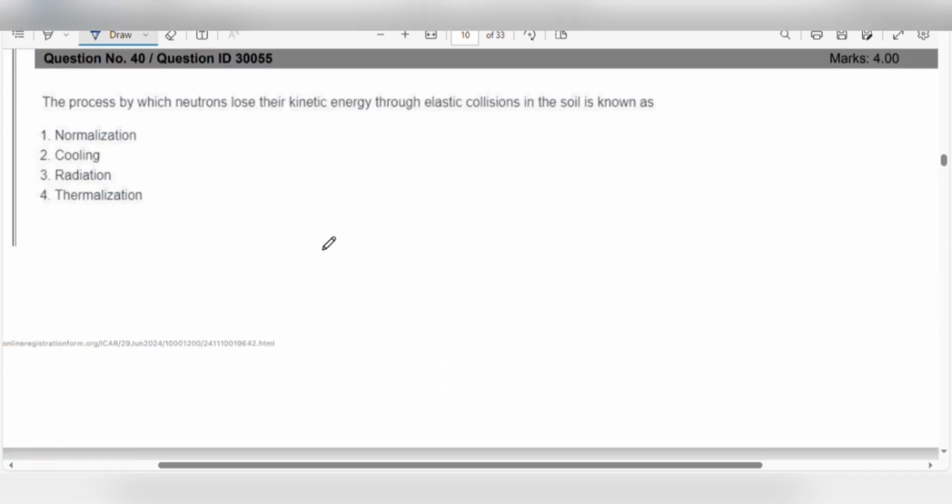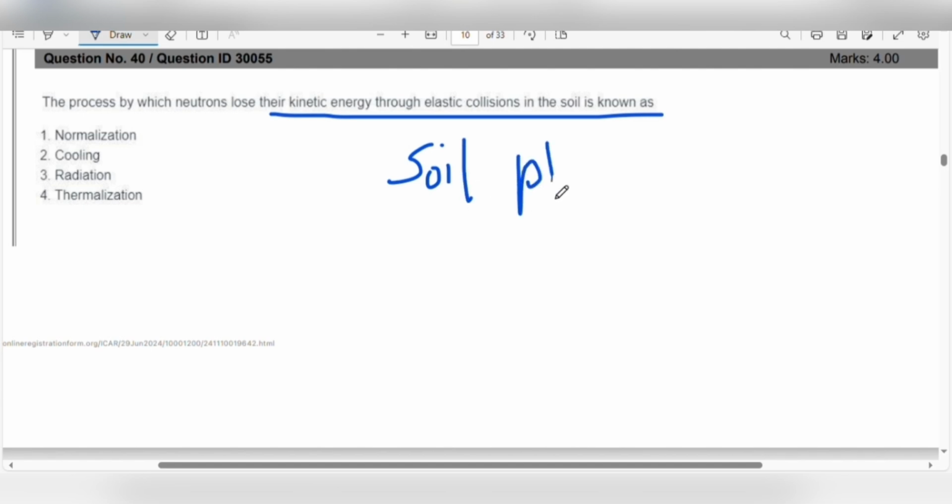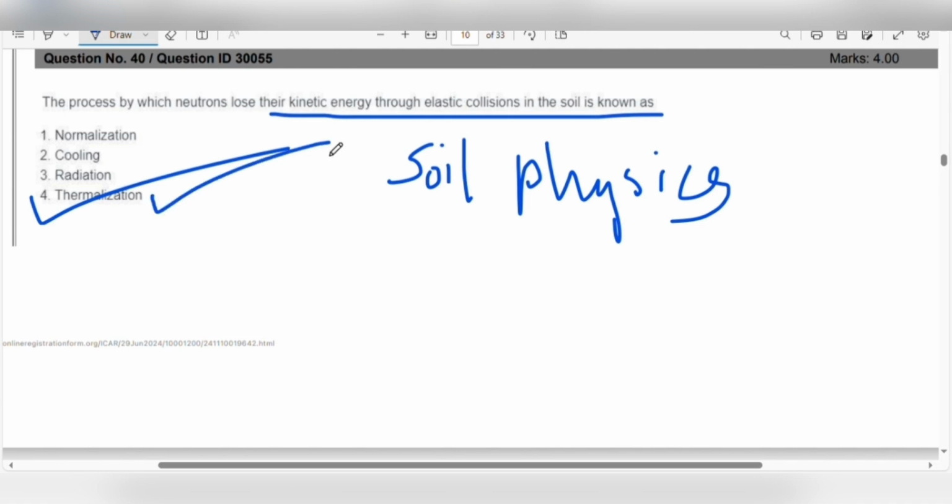Moving on, the process by which neutrons lose their kinetic energy through elastic collision in the soil is known as. I think every one of you know this. This is a classic question from soil physics. If you have read the ISSS, this is nothing for you. The answer is thermalization. The neutrons collide with the hydrogen ions of water and lose their speed. This process is called thermalization, and by detecting the number of neutrons that lost their speed, we can detect the moisture content of the soil.